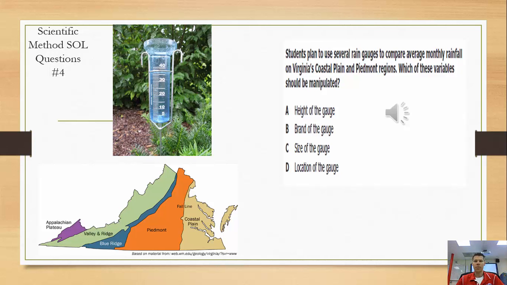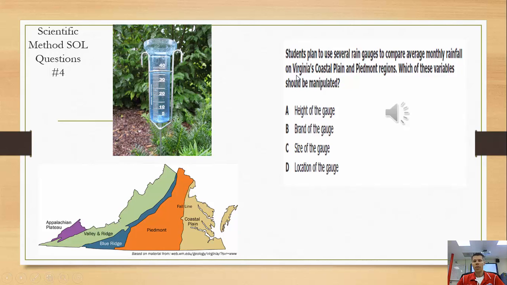Students plan to use several rain gauges to compare average monthly rainfall of Virginia's coastal plain and Piedmont regions. Which of these variables should be manipulated? All right, a lot goes into this question. The first one is you have to know what a rain gauge is. And if you look here at the picture, a rain gauge is a simple device that you put outside, and it has some markings here. Usually, like here, we have milliliters, and it will tell you how much it has rained.